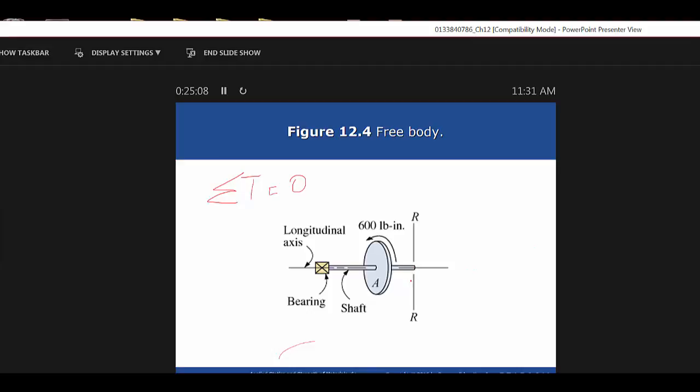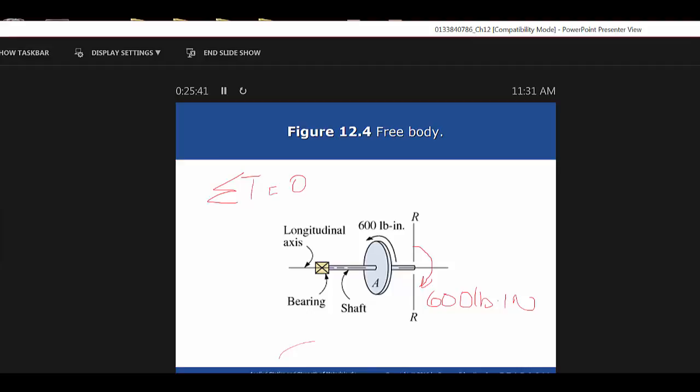Not a trick question here now. 600? 600. Going the opposite direction. So if it's 600 pounds-inches, going, I don't know how we want to say that, counterclockwise if we're looking at it from left to right, then the torque that's going to be in this shaft right here is going to be 600 pounds-inches going the opposite direction. That's all they're saying there.